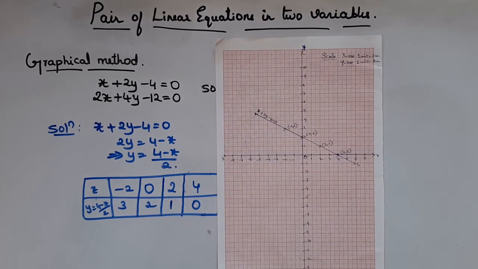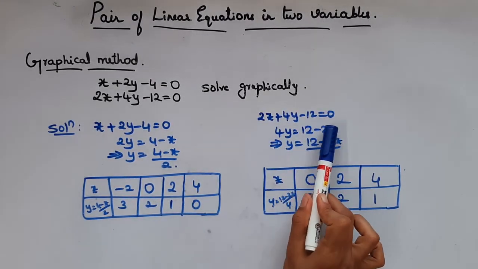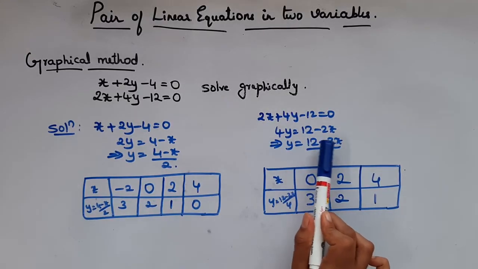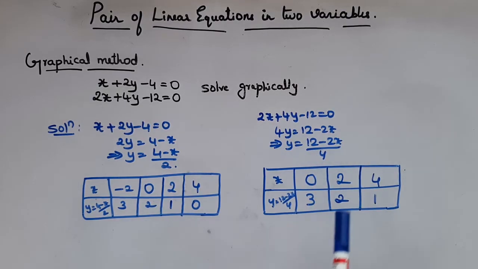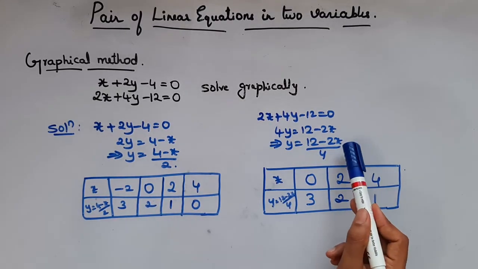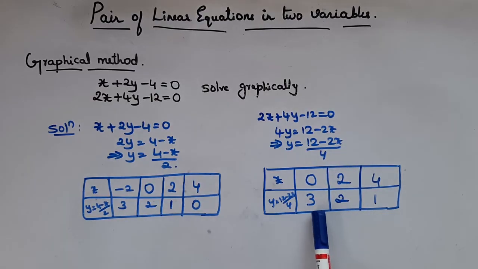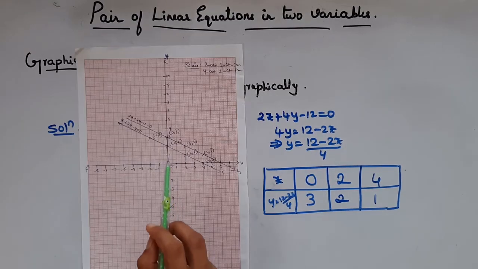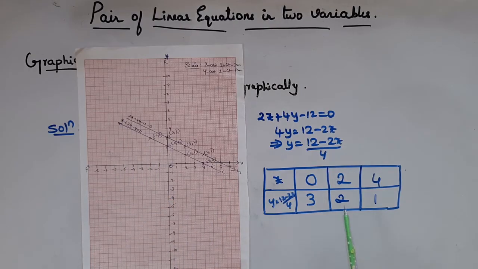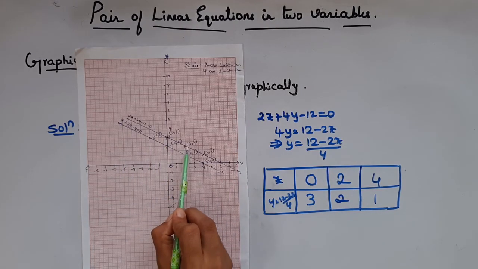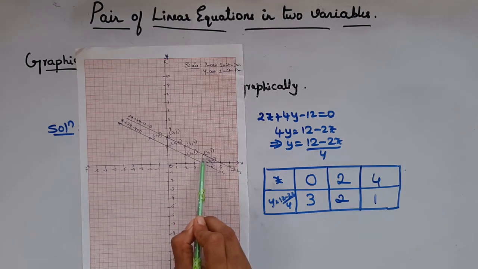Now let's see the second equation. So you have your equation 2x plus 4y minus 12 equal to 0, where 4y is equal to 12 minus 2x, which implies y is equal to (12 minus 2x) by 4, right? When you substitute x is equal to 0 in this equation, your y will be 3. Similarly, when x is 2, your y will be 2. And when x is 4, your y will be 1. So now let's plot these points in the same graph. So your graph of the line 2x plus 4y minus 12 is equal to 0 should look like this, where you have the point (0, 3) here and (2, 2) here and (4, 1) is here, right?